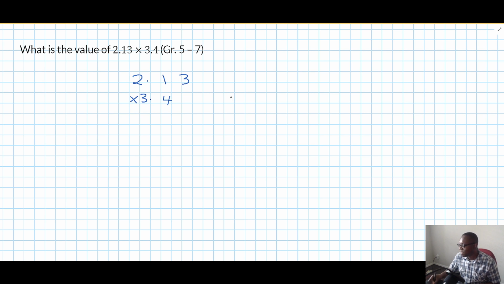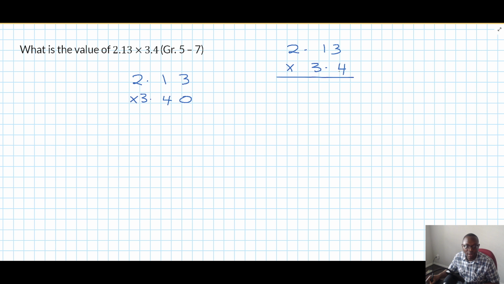I don't like this method, but what I like to do here is 2.13 multiplied by 3.4. If you do it this way, you have to add a 0 to the end, and it doesn't really matter. So let's go ahead and solve this, and I'll show you how we go about this. The first thing you want to do is ignore all the decimals. Just ignore the decimals and multiply it like you'd multiply a regular set of numbers.